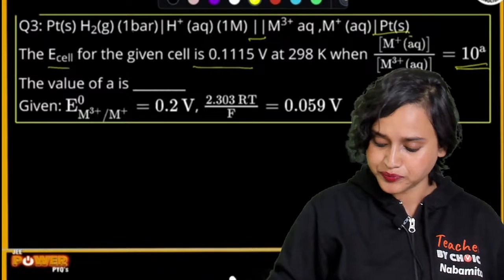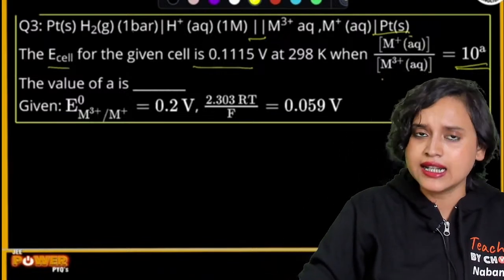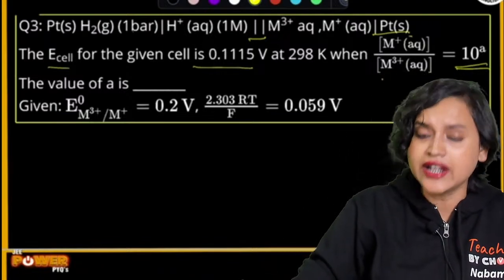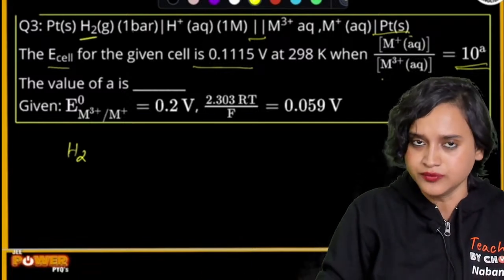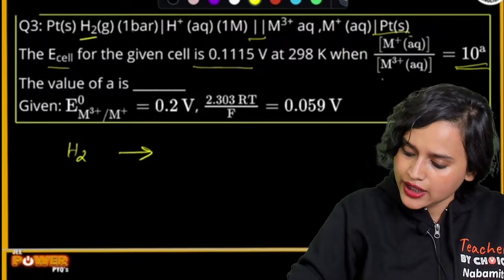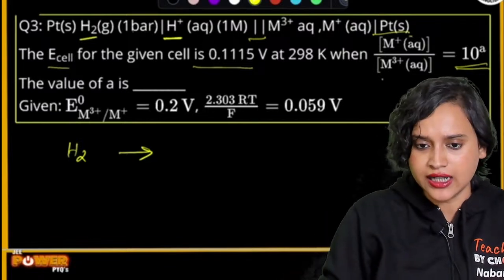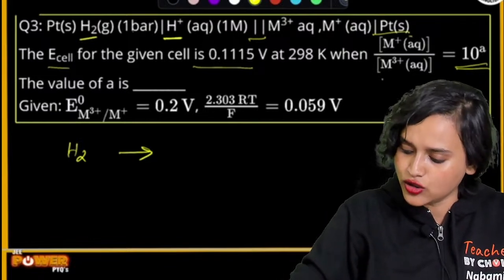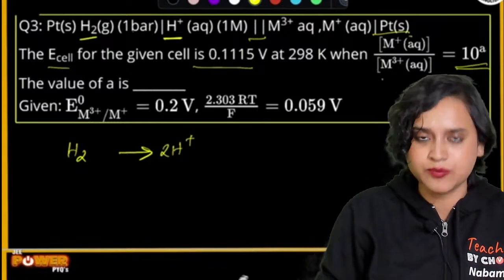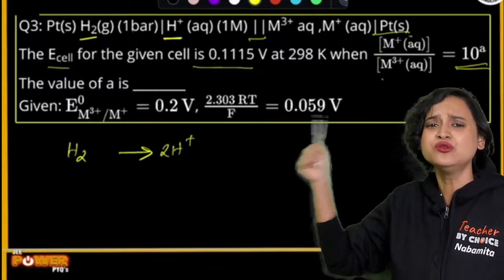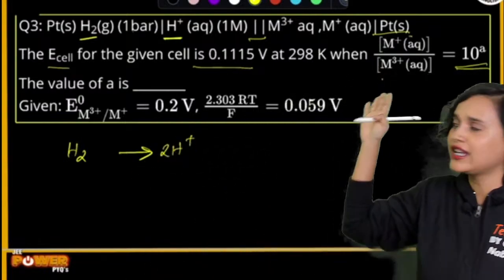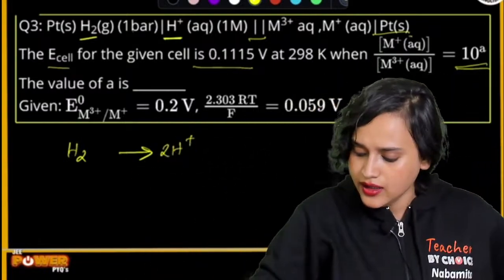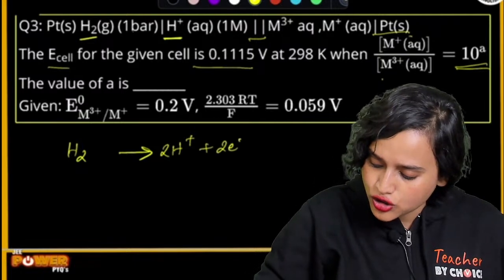Now, first things first. Let us write the equations. Let us find the overall equation. We see here that H2 is forming H plus. Do you see that, everybody? Great. So H2 is forming H plus, that means 2H plus. I have to balance it, right? If I balance it, H2 becomes 2H plus, and here I can see that it must have lost 2 electrons.